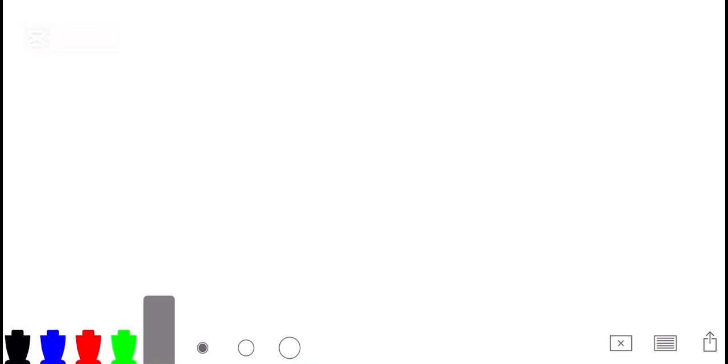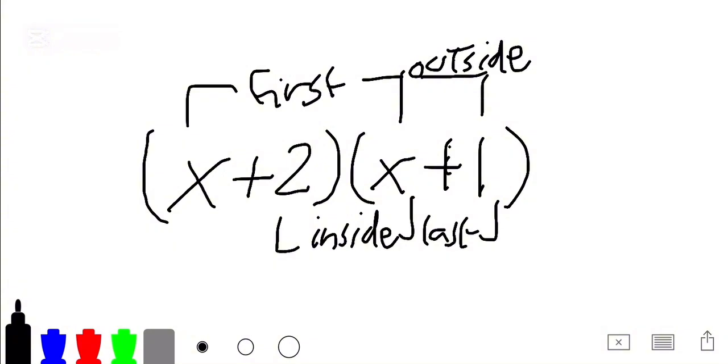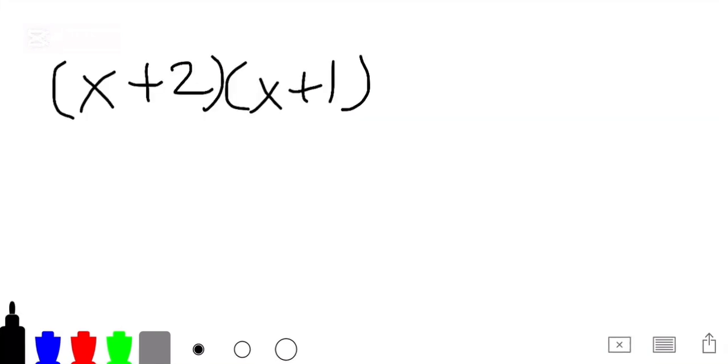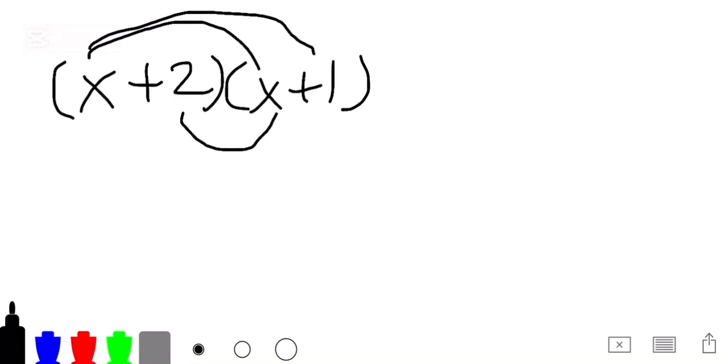But what about multiplying binomials with binomials? We solve binomial multiplication with something called FOIL, which stands for first, outside, inside, last. What do I mean by foiling though? Foiling is basically the order of multiplication when we're dealing with binomials. So first we multiply these. Secondly, we multiply the outside numbers, which in this case are x and 1. Then we multiply the inside numbers, which are 2 and x. And lastly, we multiply the last numbers, which are these.